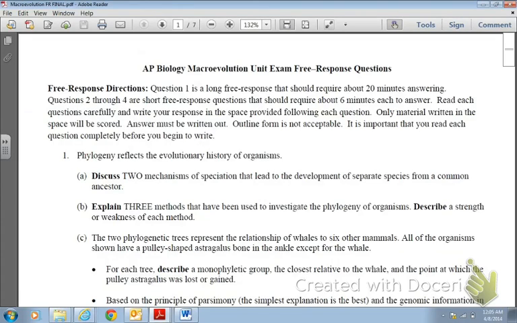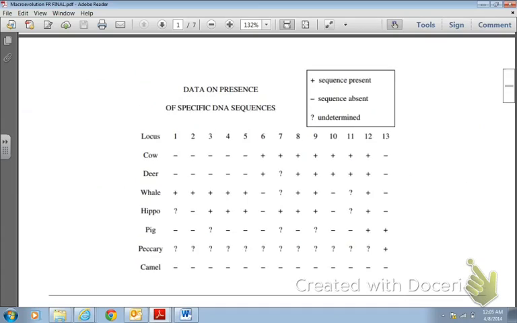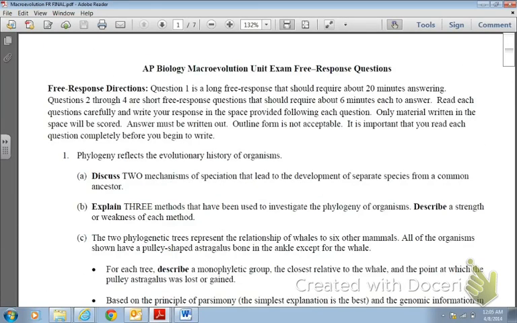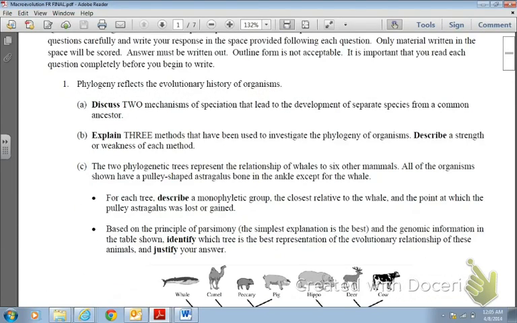Explain 3 methods that were used to make these trees. Describe a strength and a weakness for each method. So for each of those methods, describe a strength and a weakness. Okay, remember those bold words are going to get you points. Explain 3. For each, describe. So you're looking at 1, 2, 3, 4, 5 points for just part B.